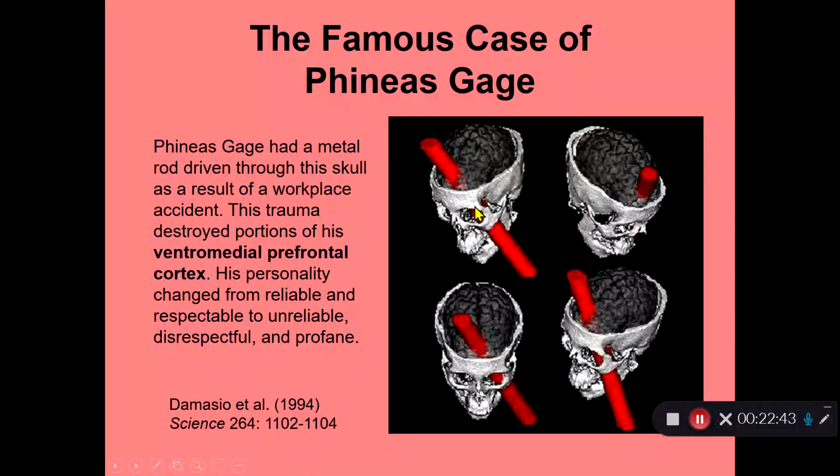Here's the orbit. It drove it up through his eye, through the orbital frontal cortex, through the prefrontal cortex, and the rod came flying out the top of his head. So it basically destroyed his orbital frontal cortex and his prefrontal cortex, and a lot of the rest of his frontal cortex along with it.